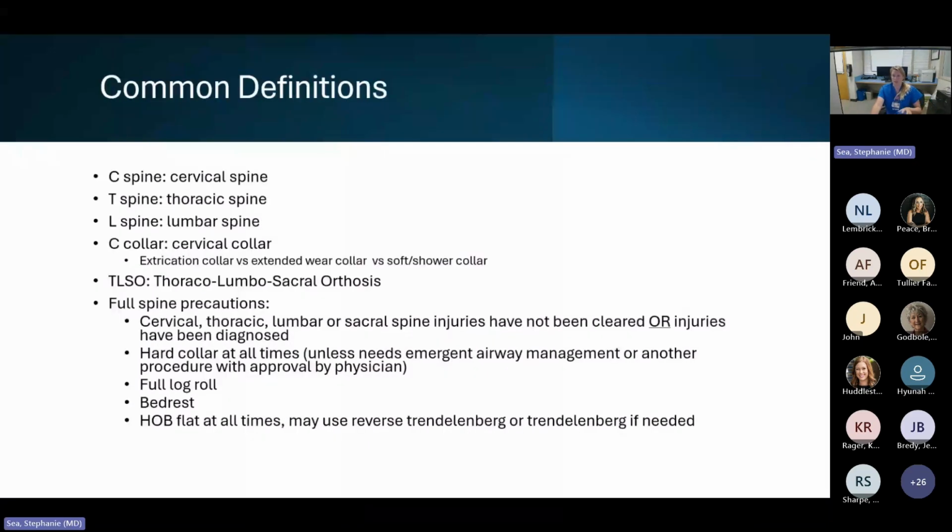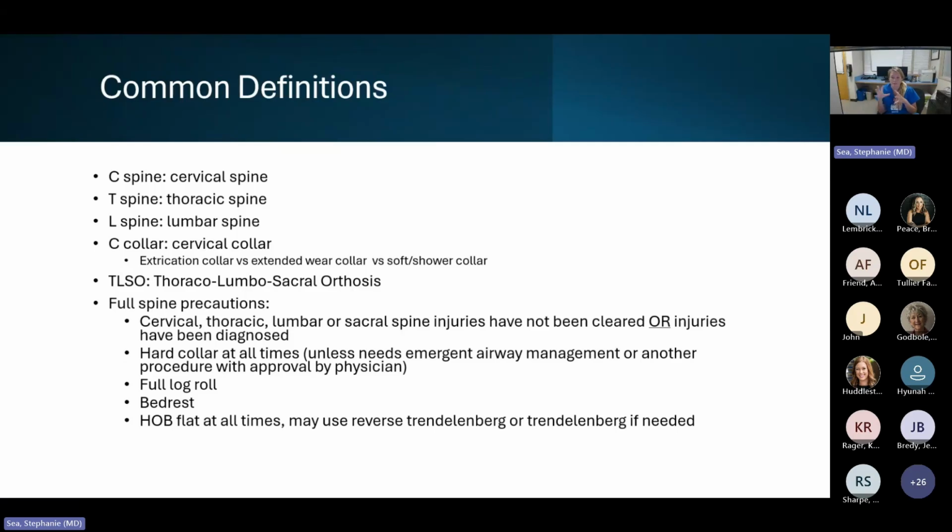Just some common definitions I added in real quick. A lot of times I will say C-spine, that's cervical spine, T-spine, thoracic, L-spine for lumbar. You may hear us say cervical collar. That can mean extrication collar versus extended wear versus soft or shower collar. I'll get into those details, but if you hear me say C-collar, that's just a cervical collar. TLSO braces we talk about often. Those are the big thoracolumbar sacral orthoses.